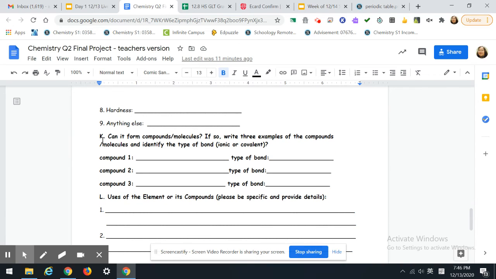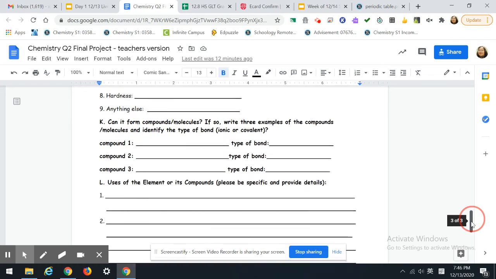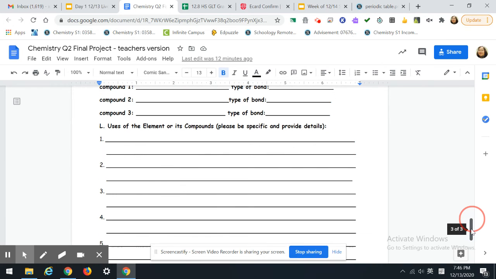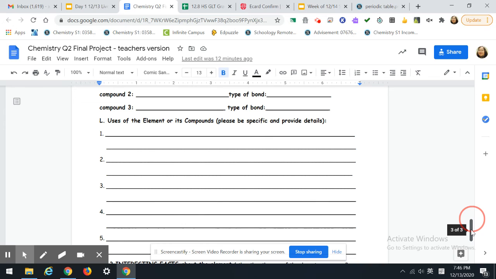So this part is, can it form compounds or molecules? If so, write 3 examples of the compounds, and please also identify them as ionic or covalent. For example, if you are working on magnesium, you're going to write a few compounds of magnesium, like magnesium oxide and magnesium chloride, and then write the type of bond. If you get neon or argon, which are noble gases that rarely form any compound, you may explain it here.